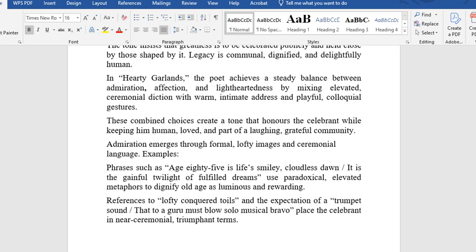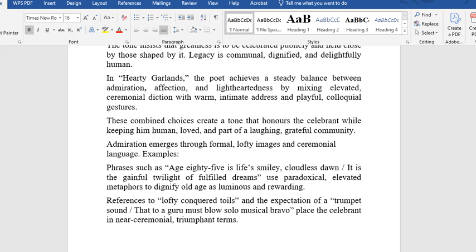In Hearty Garlands, the poet achieves a steady balance between admiration, affection, and lightheartedness by mixing elevated ceremonial diction with warm, intimate address and playful colloquial gestures. These combined choices create a tone that honors the celebrant while keeping him human, loved, and part of a loving, grateful community. No matter the celebration, no matter the praise, the man still remains a human. He is not demonized throughout the poem.